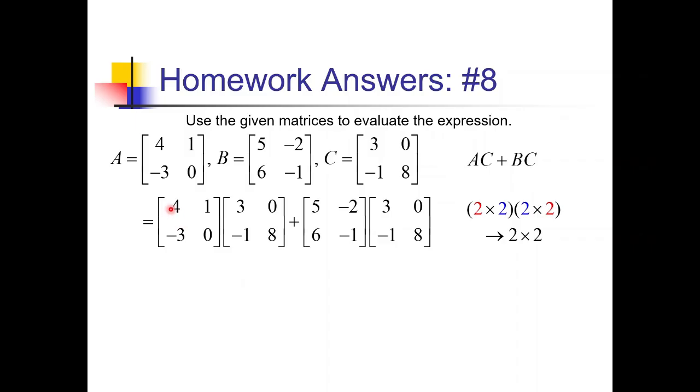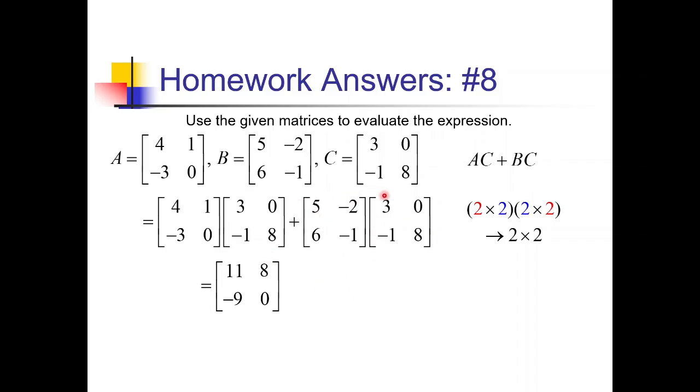So we've got 4 times 3 plus 1 times negative 1, that's 12 minus 1, so 11. And then 4 times 0 is 0, plus 1 times 8 is 8. Next we have negative 3 times 3 is negative 9, and then 0 times whatever is 0, so negative 9. And then we have negative 3 times 0 is 0, plus 0 times 8 is also 0. So there's our first result of matrix multiplication. Let's move on to the second now.